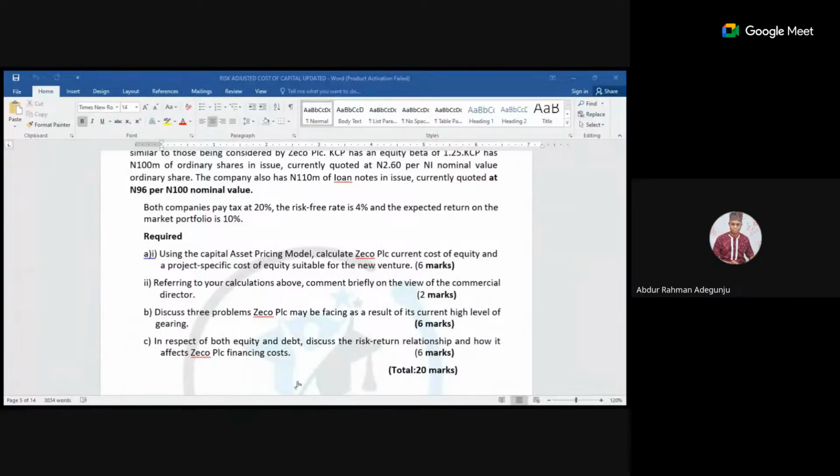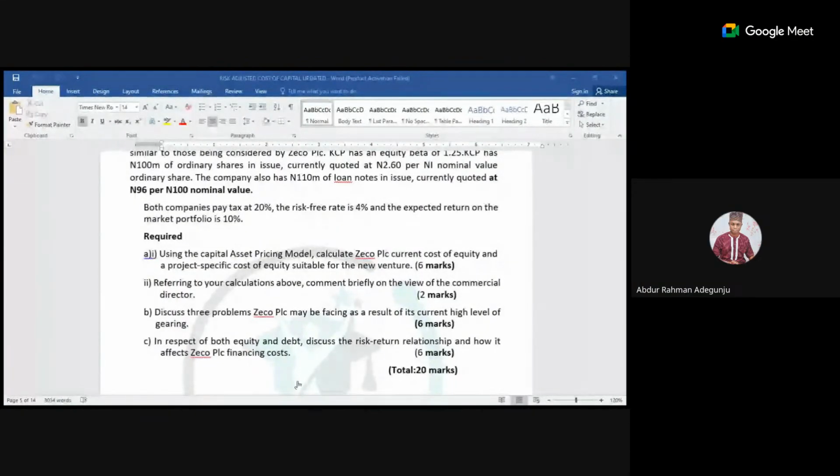The first thing is to identify the proxy company. After identifying the proxy company, we calculate the asset beta by ungearing, or removing the financial risk of the proxy company identified. After that, we regear by including the financial risk of the main company. That is calculation of the equity beta. So you give us the formula for calculating that as well.